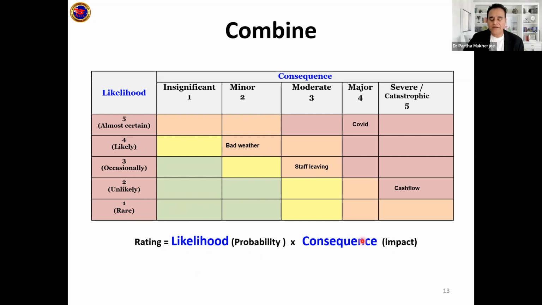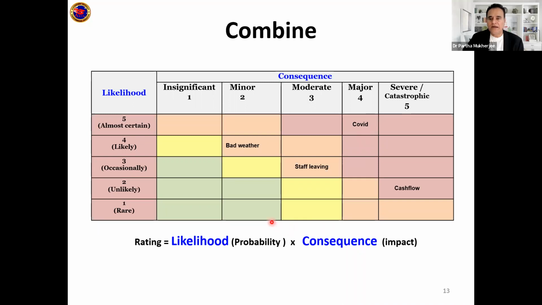It's like any other X and Y axis. And then in that, you will put in the right box. So you will remember the COVID, we said the possibility is almost certain that COVID will happen if we don't take care of the masks or the hand wash and everything. And if that happens, it becomes major. So you will put it here.